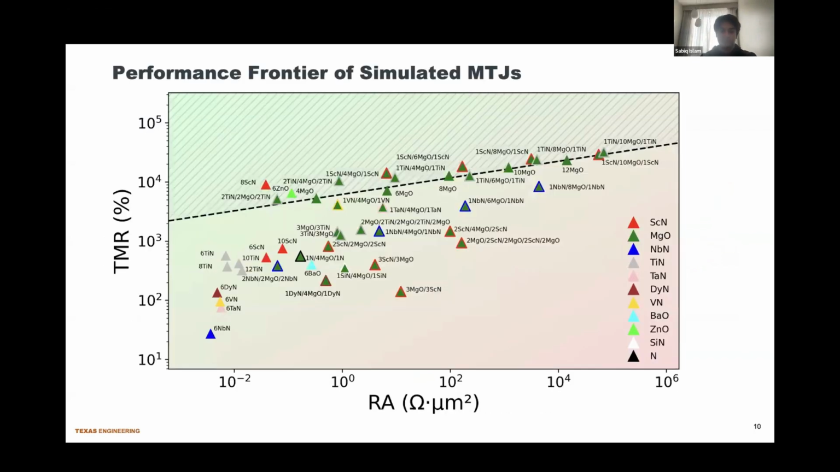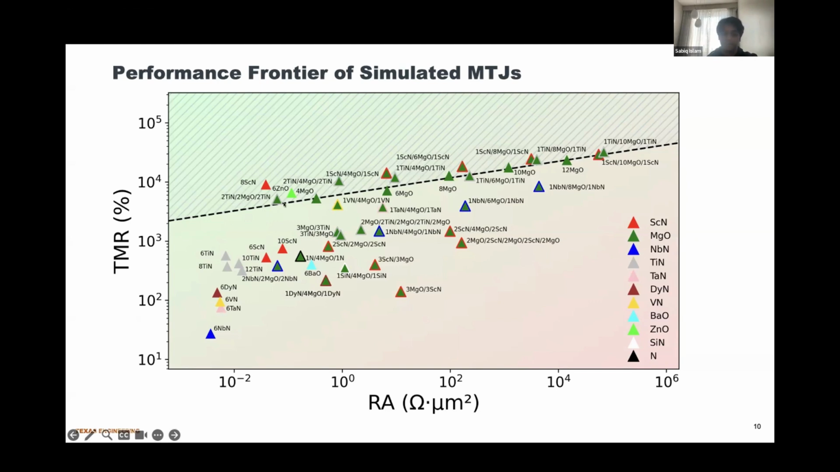So looking at our performance frontier of our simulated MTJs, we of course benchmark our two main metrics, the TMR and RA, against our benchmark MgO here, which is outlined by this black dotted line. Materials in the red region indicate poor performance, with a high RA and a low TMR, whereas those in the green are a high TMR with a low RA. And we can see here that the titanium nitride and scandium nitride hybrid structures consistently outperform our MgO benchmark across all thicknesses.